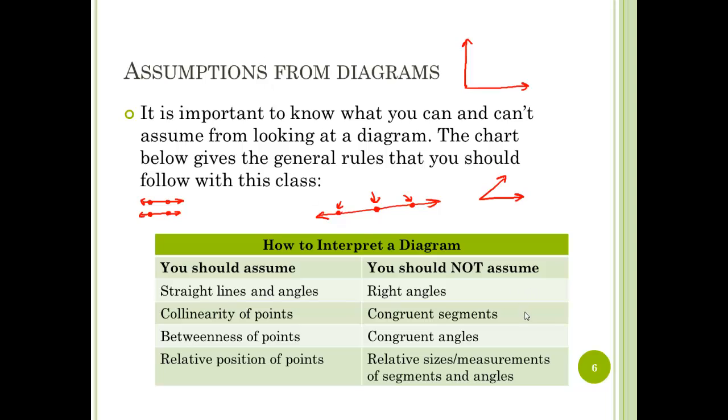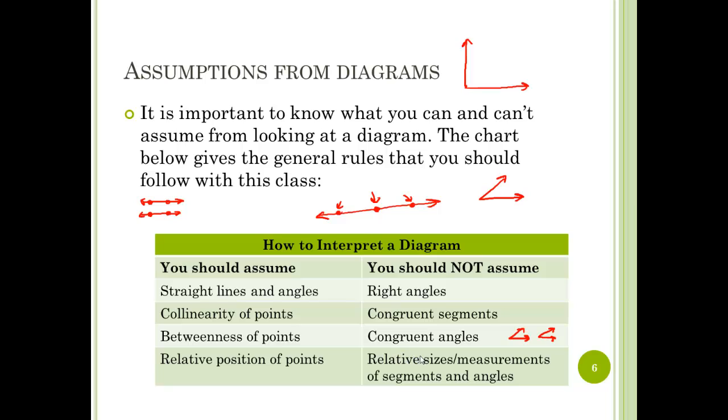For example, if I had this angle and this angle, even though it's not perfect, if they looked identical, unless I told you they were, you can't assume that they are. So again, unless you're given that, don't assume that angles are equal. And then the relative position of points you can assume. Okay, and I'll give you an example of that on the next page.